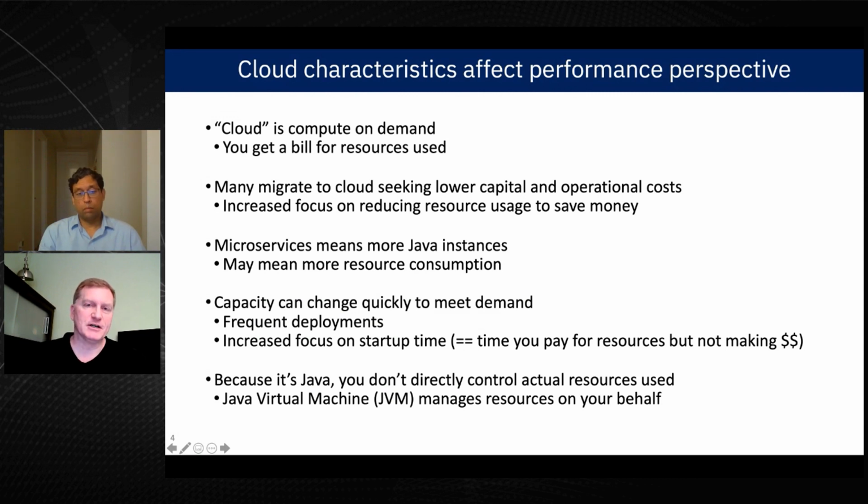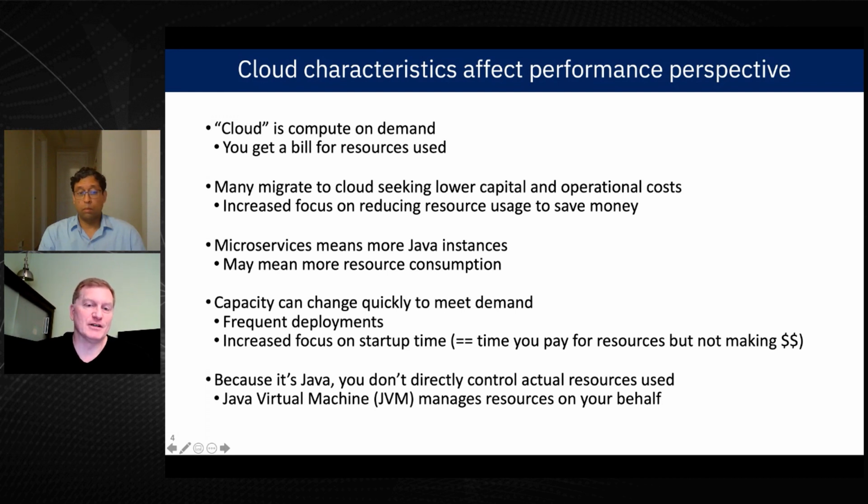But on the flip side, another common trait when you're running in cloud and using containers is that your applications are being divided into microservices rather than existing as large monolithic applications. And that creates actually more resource consumption because now you have more JVMs that are consuming more memory and using more cycles to run your applications. On top of that, the capacity that you need to run your applications can change quite rapidly because it's on demand. You can actually scale it to meet the demands that are active at the time. That can result in more frequent deployments, which brings an increased focus on startup time. And I'll explain startup time as basically the time that you're paying for resources, but you're not actually making any money because you're not doing any work yet.